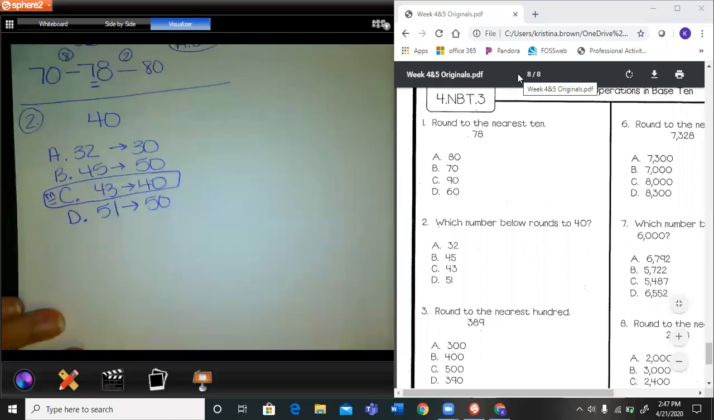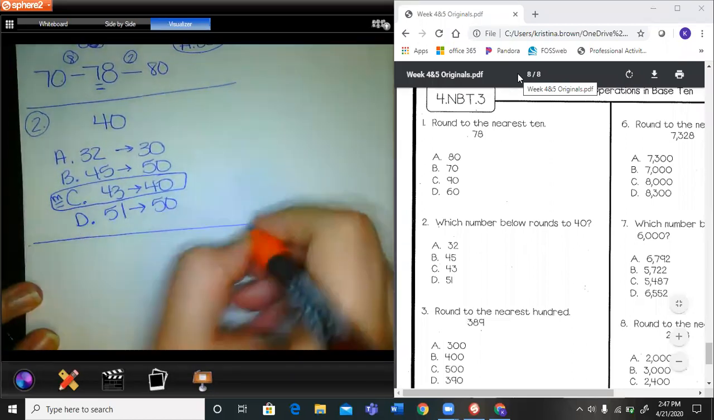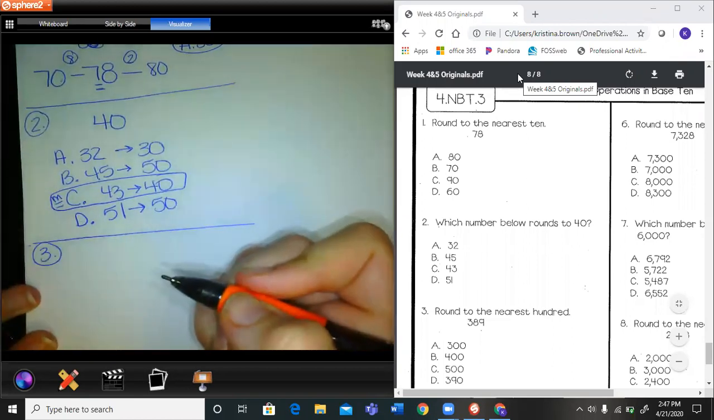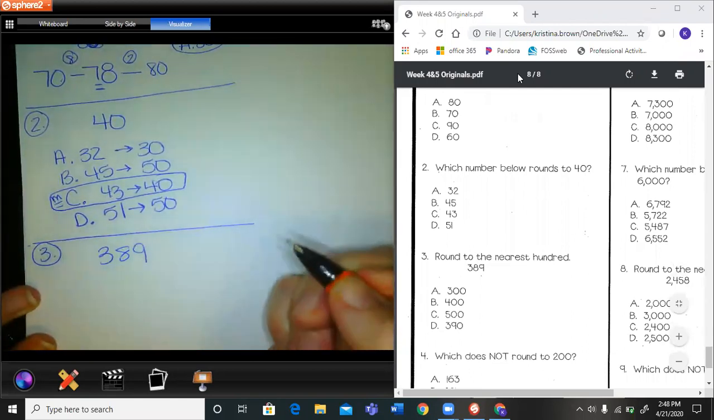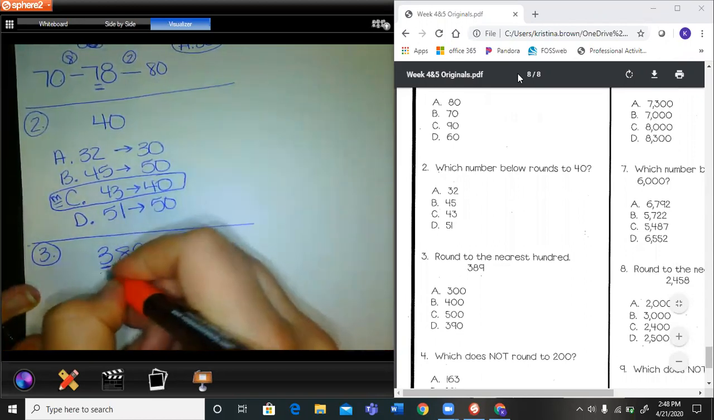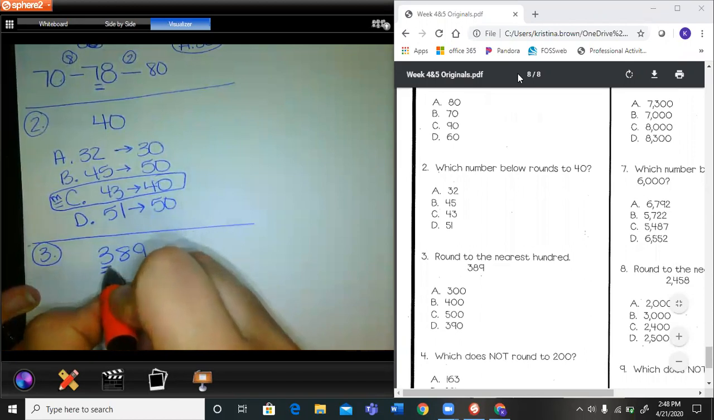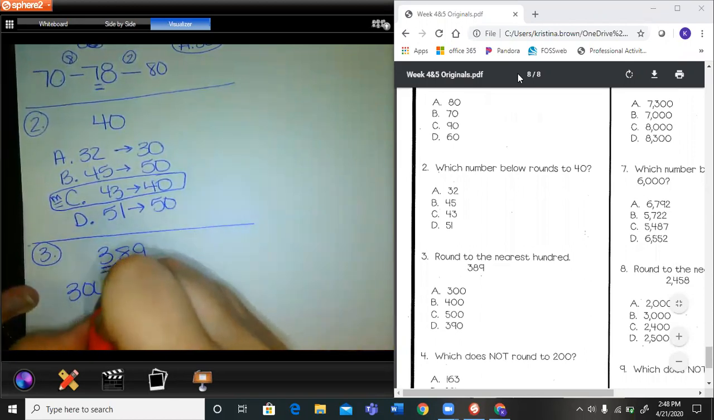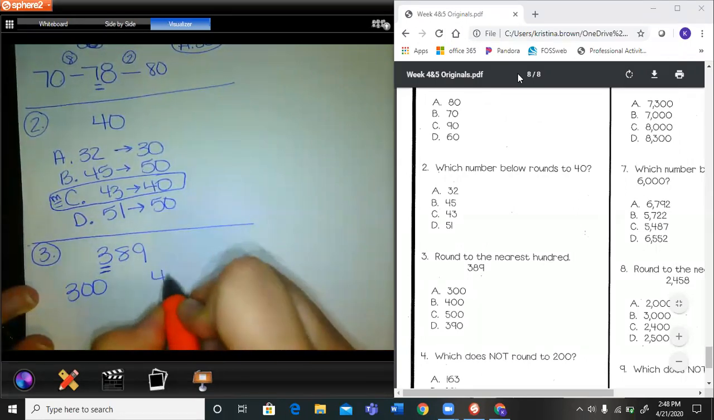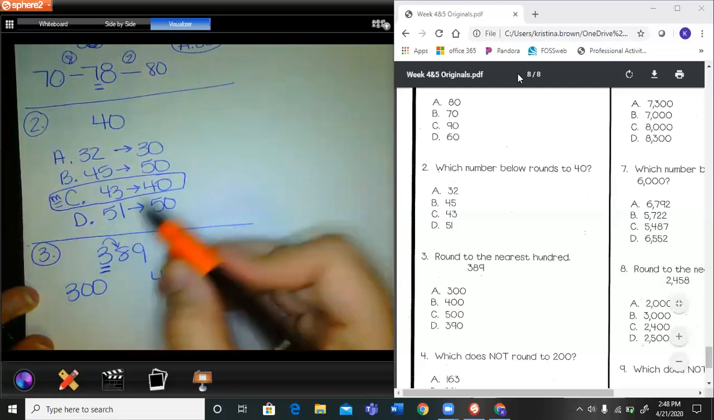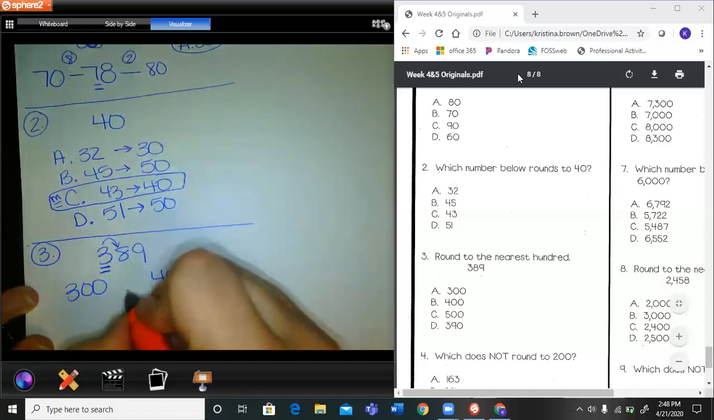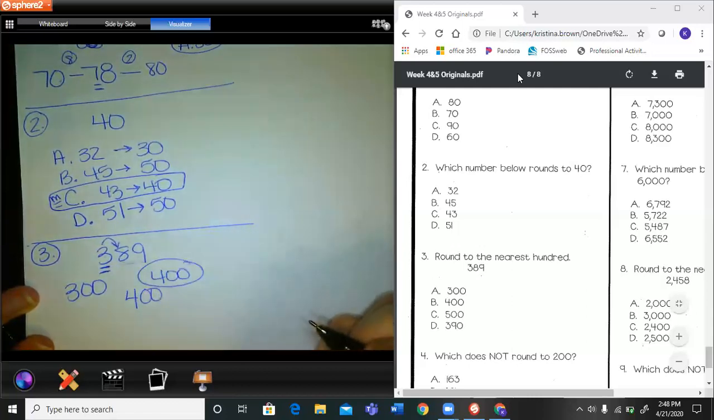All right, let's take a look at number 3. Round to the nearest hundreds place. So we have the number 389. We're rounding to the nearest hundreds place, so I need to find my hundreds place. 3. So is this going to be closer to 300, or is it going to be closer to 400? Find my number. Look to the right. 5 or more raise the score. I have an 8, so this is going to go up to a 4. And then these 2 digits will turn into a 0. It is closer to 400. So my answer should be 400. So B.